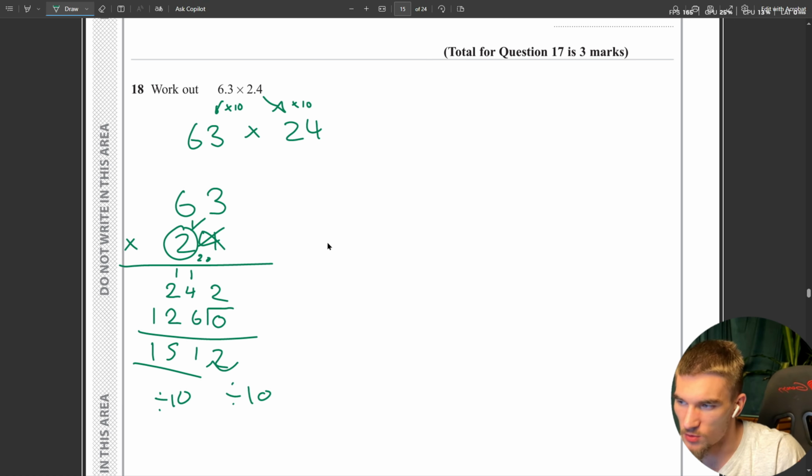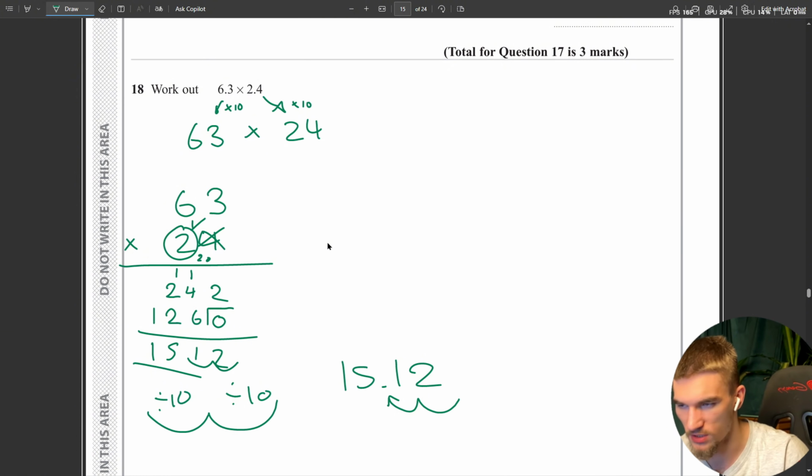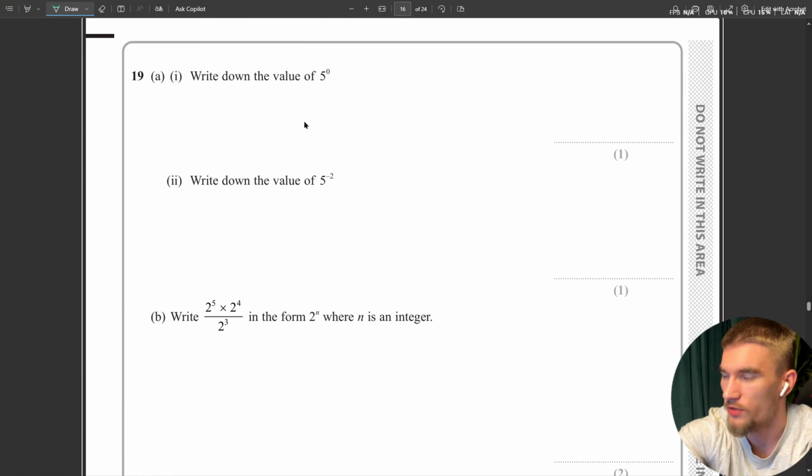So we're just moving the decimal place by 2 places. So the answer would be 15.12. All right? Because remember, I just moved the decimal place by 2 places because I divided by 10 once and then once again. That easy. Alrighty, what do we have here?